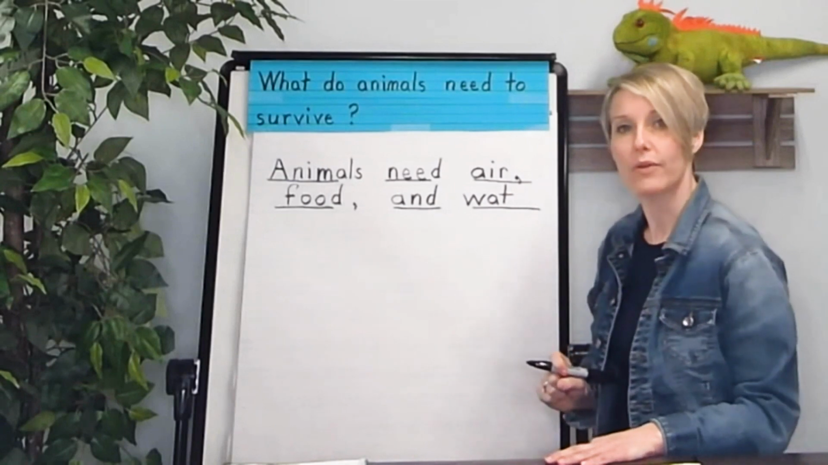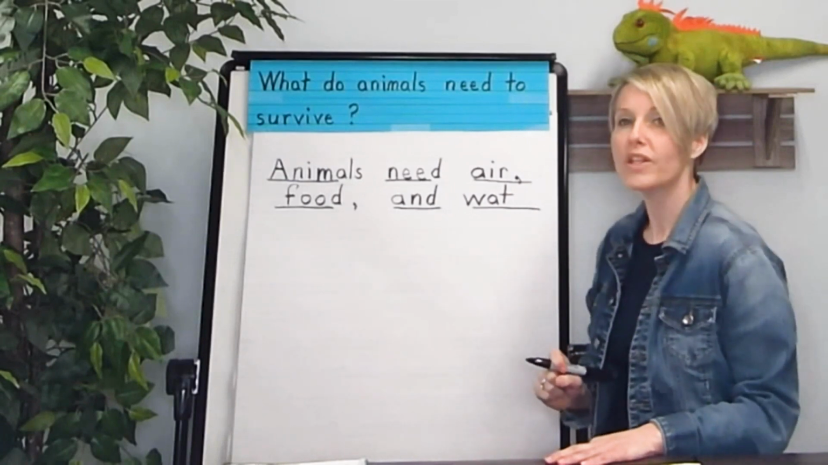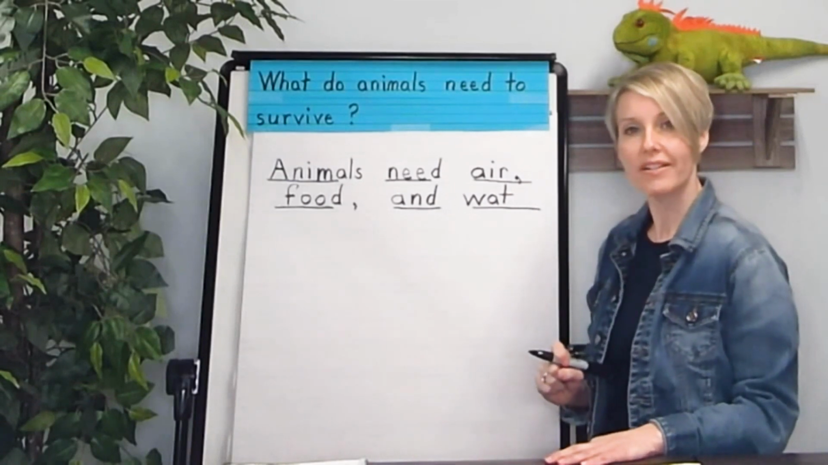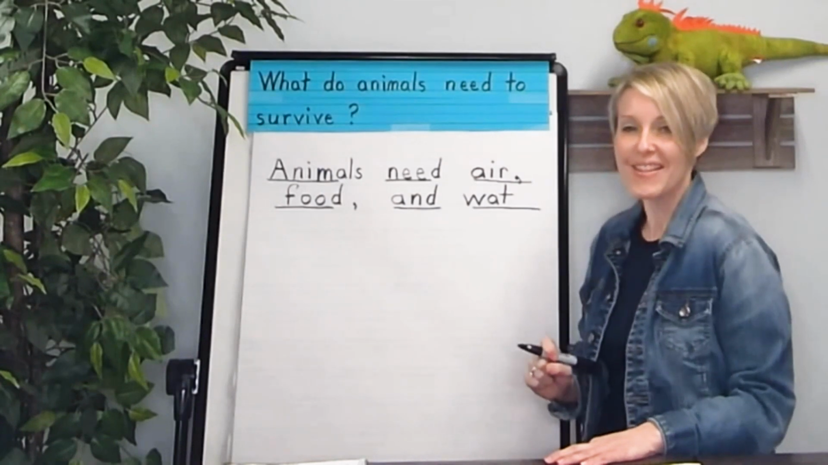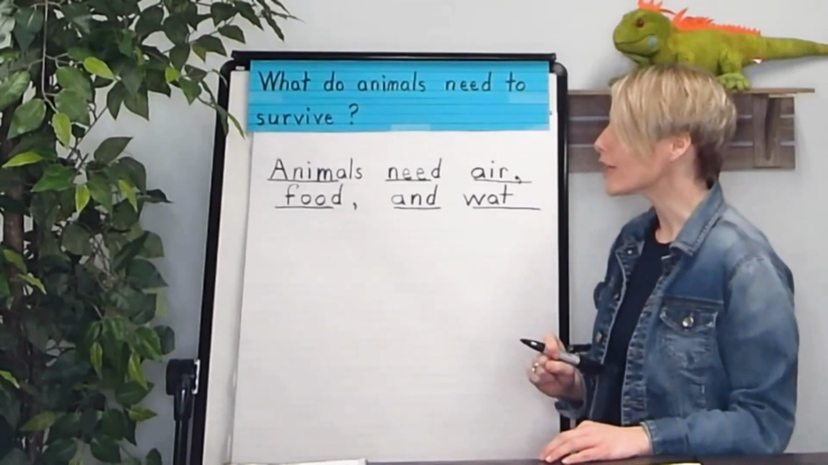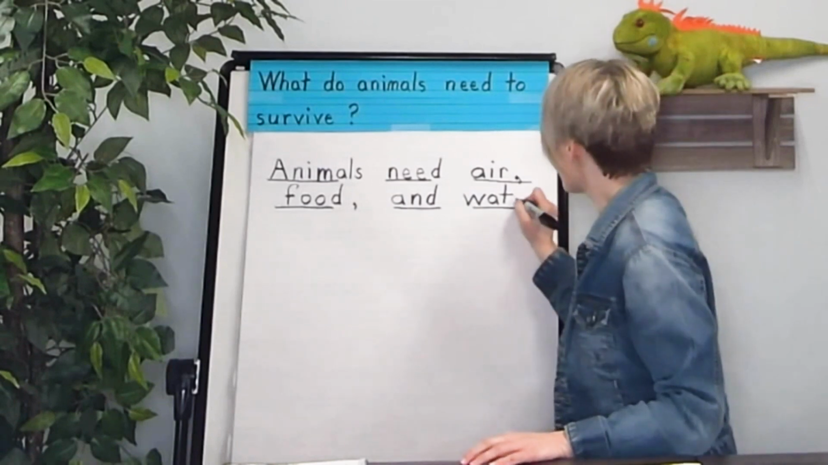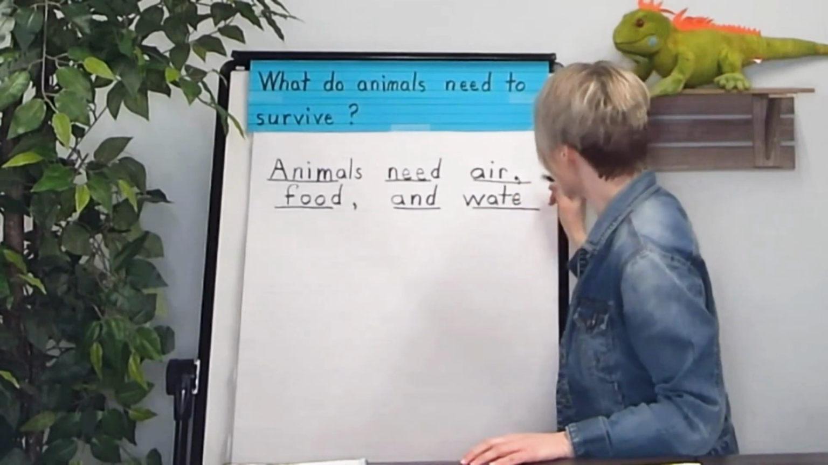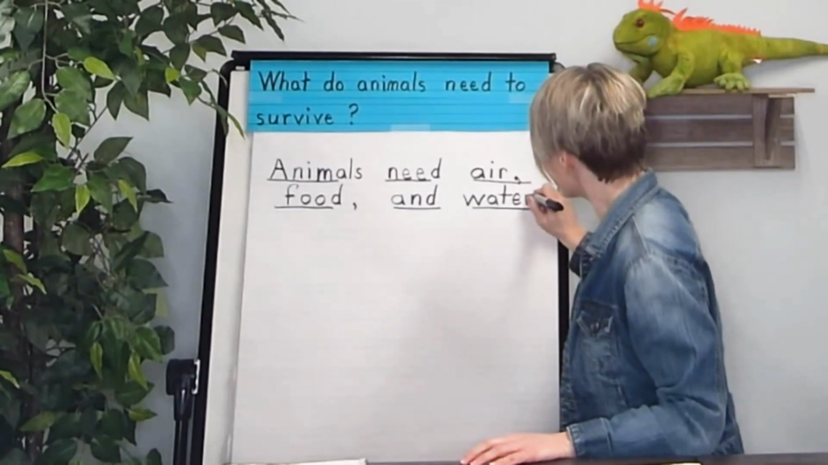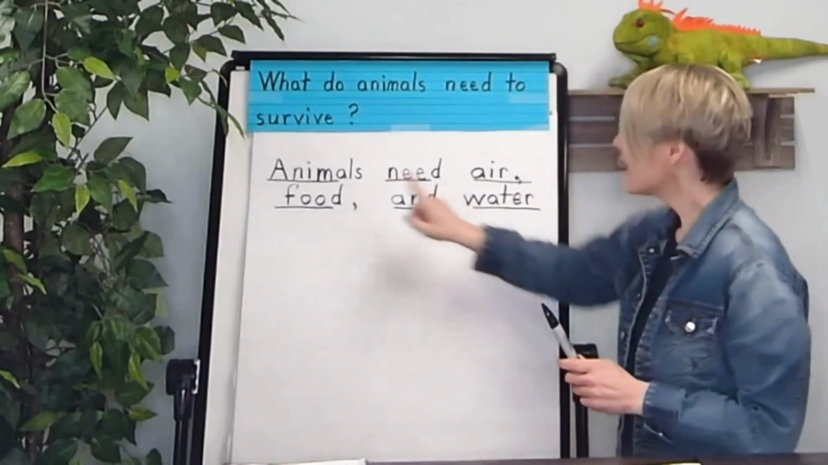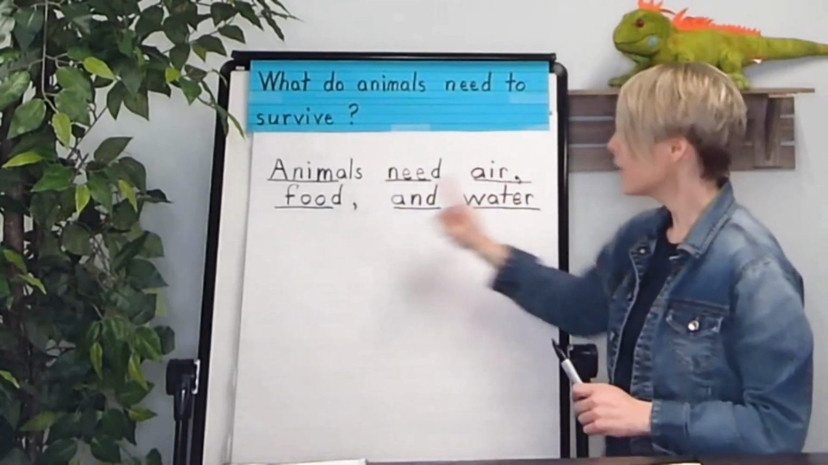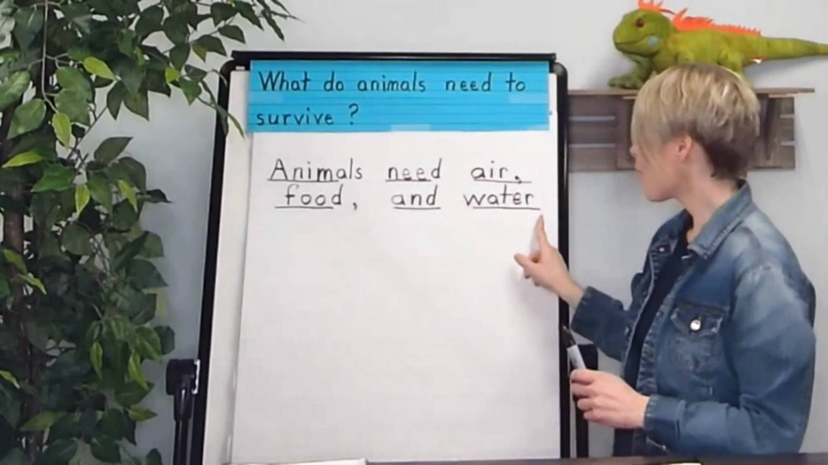ER is the ending sound in the word water. When you hear er at the end of a word, sometimes it's ER. In this word, it is. So, lowercase e, and then lowercase r. Out, up and around, and then little line down with a curve at the top. Animals need air, food, and water.